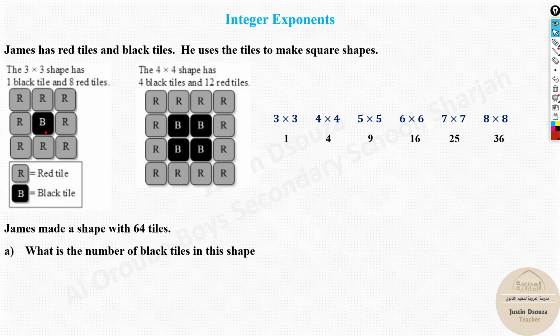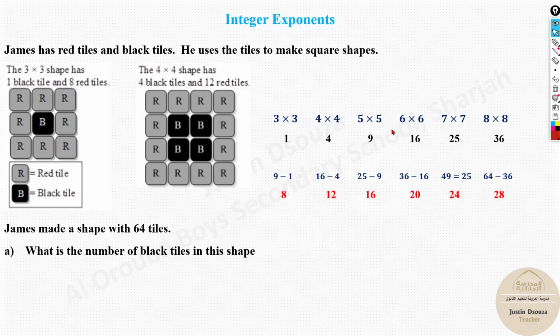And then how do we find the red tiles? Red tiles would be the total minus the black tiles. That would be the red tiles. So there's only 8 over here, whereas over here it is 16. So 4 cross 4 is 16 minus 4. Same way, 25 minus 9 would be the red tiles. So these are all red tiles and these are all black tiles.